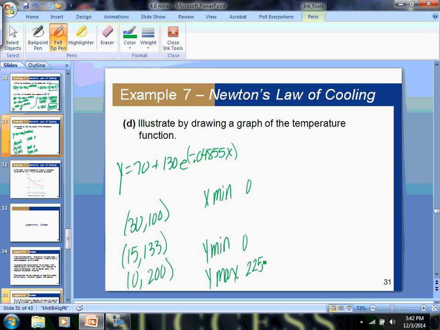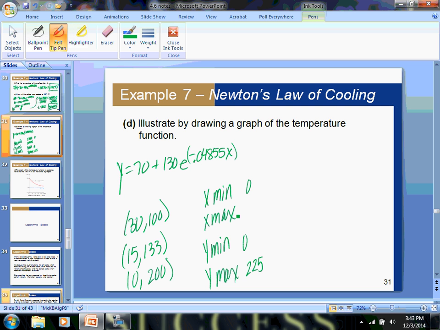Okay. And then for your x max, you're not going to have a vertical asymptote, but you are going to have a horizontal one.